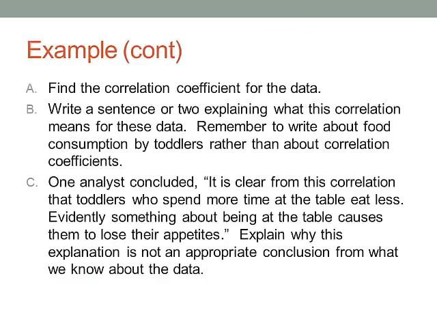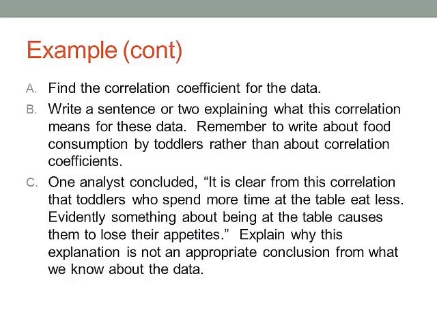So what we got here? Write a sentence or two explaining what this correlation means for these data. Remember to write about the food consumption by toddlers rather than about the correlation coefficient itself. So you don't want to just say there's a moderate negative correlation. That's the first thing we say, but then we want to attach it to the context of the problem. And this is really key. Make sure that you're able to do this. I'll let you do that on your own, and we'll come back to it in a second.